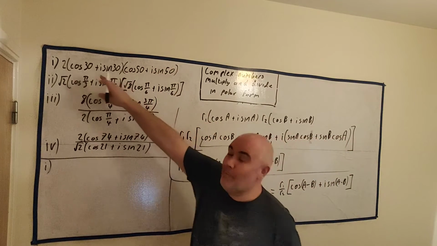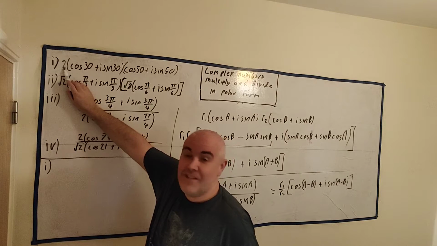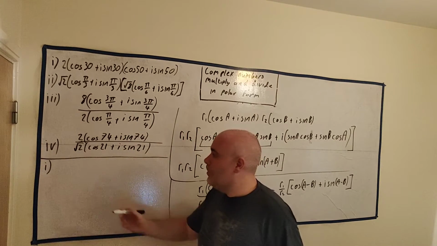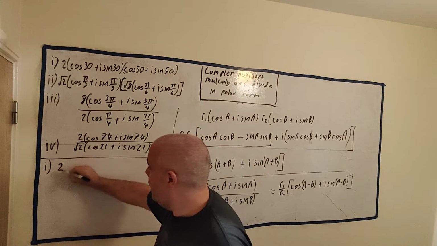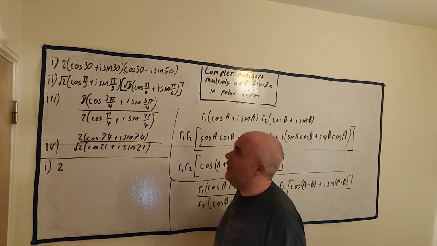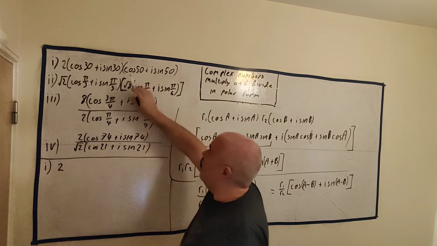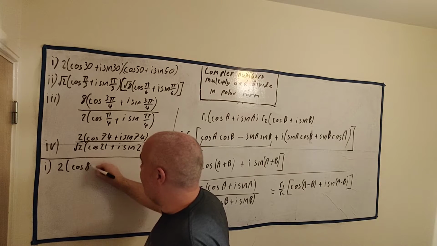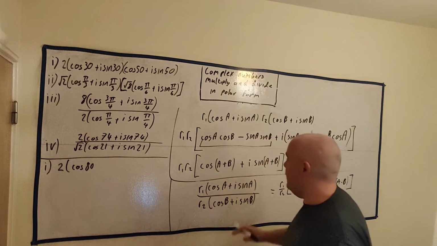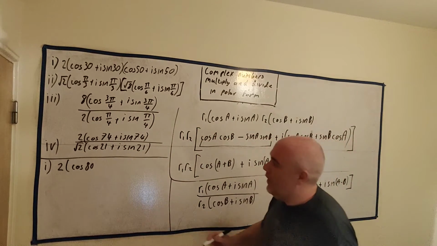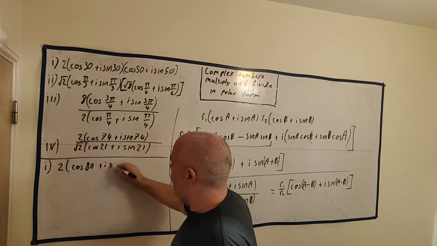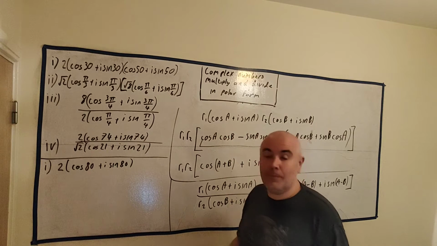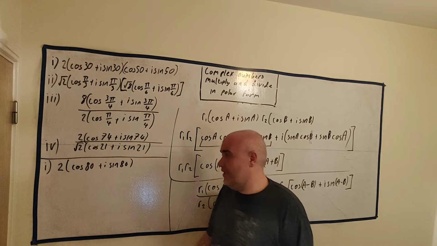So the very first one, to multiply these two, R is 2. There's no R here. That means R must be 1. So the answer is 2 times 1. The new R is 2 in that case. Cosine 30, cosine 50. The new angle is 80, 30 plus 50. That's what happens when we multiply. Plus i sine 80. That's our answer. That's how quick it is to multiply in these polar forms. That's how powerful this is.